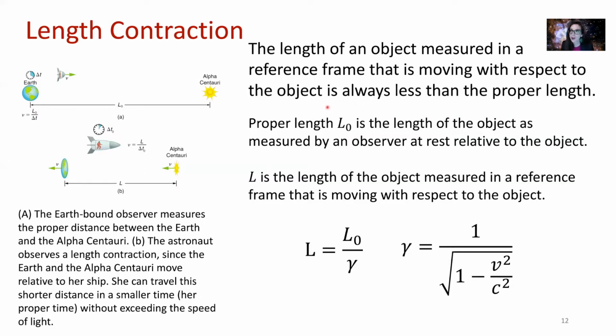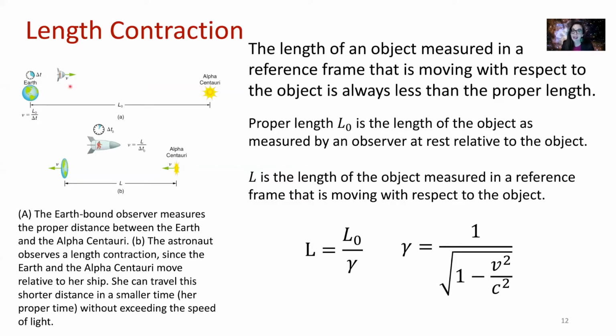Let's recap length contraction. The length of an object measured in a reference frame that is moving with respect to the object is always less than the proper length. We defined the proper length, L sub naught, to be the length of the object as measured by an observer at rest relative to the object. And L is the length of the object measured in a reference frame that is moving with respect to the object. So L is going to equal the proper length divided by gamma.